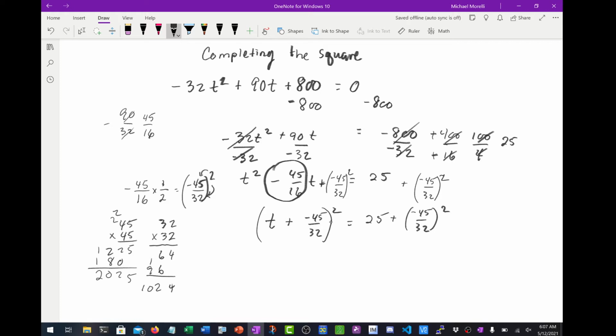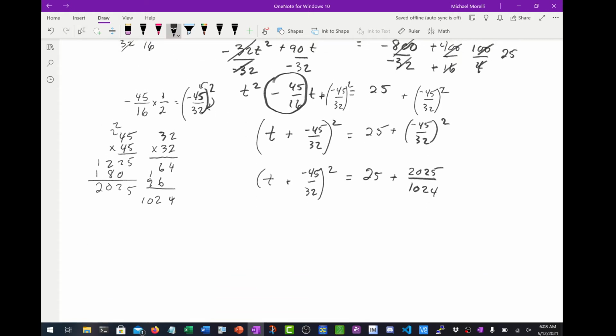So to rewrite this, I have t plus negative 45 over 32 squared equals 25. And then this is now positive because I squared it. It's going to be plus 2025 over 1024. And we can find a common denominator here. We know that the only factors of 25 are 1, 25, and 5 and 5. So finding the common denominator here is going to be somewhat of a challenge.